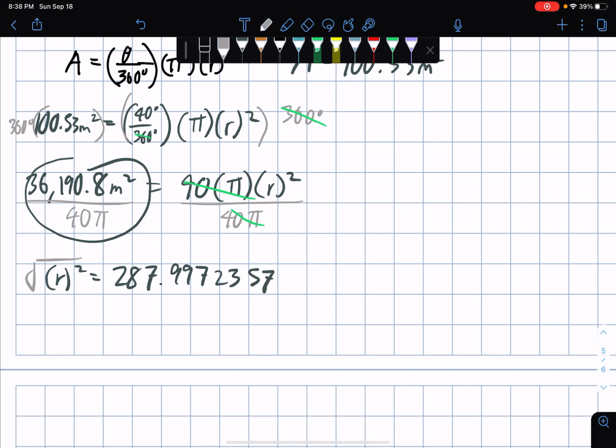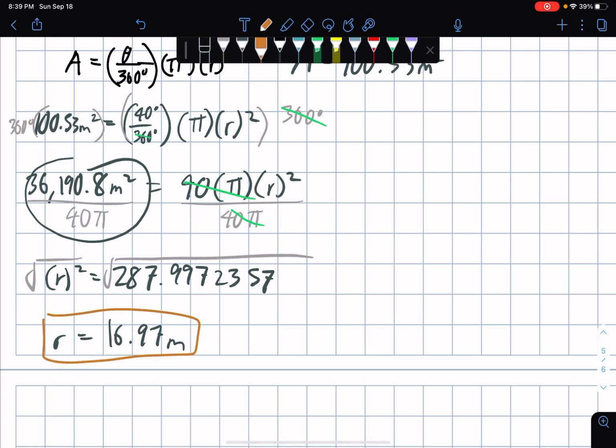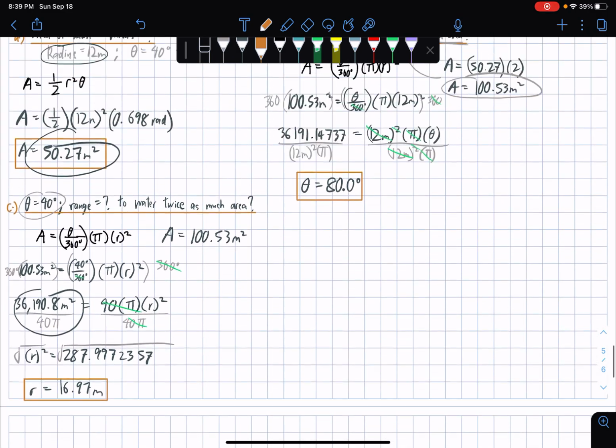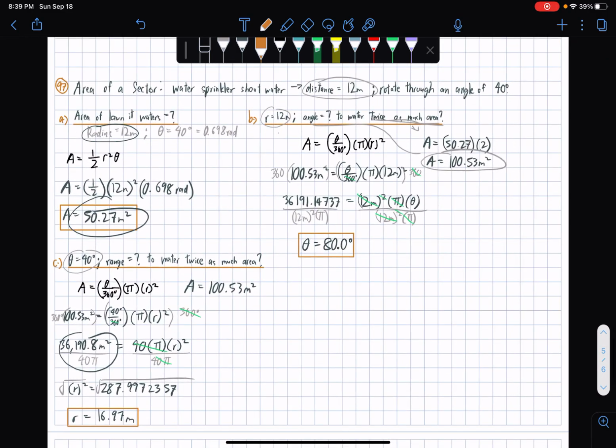287.9972357. So put a square root sign on both sides, and we get, sorry, this is going to be quite long. So square root of 287.9972357. Our answer is 16.9704813. But then, if we round it off to two significant figures, our answer is basically this one. This is the radius. There we go.